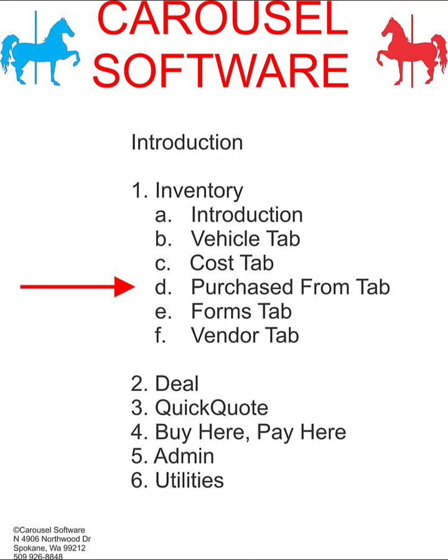What's been described so far in these last 3 videos have been requirements. The next 2 videos will be optional things. You may want to print a form, you may want to enter a vendor, but most of the time you wouldn't do that.